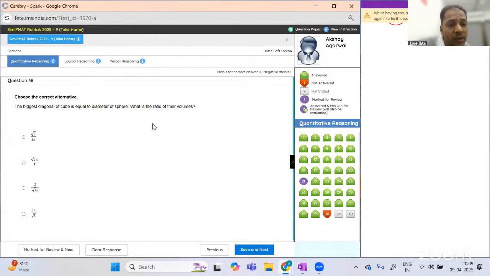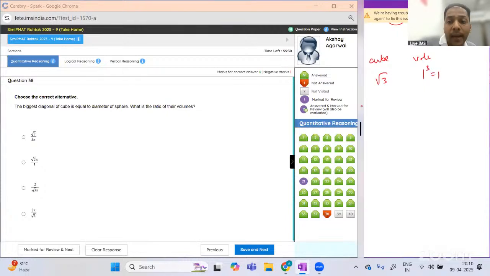The biggest diagonal of a cube is equal to the diameter of a sphere. What is the ratio of their volumes? Let the biggest diagonal of the cube be root 3x. So let us take it as root 3 only. So the side of the cube is 1. Therefore, the volume of the cube is 1, because 1 cube is 1, and the diagonal is root 3 into 1. And basically, this root 3 is the diameter of the sphere. So the radius of the sphere is root 3 by 2.